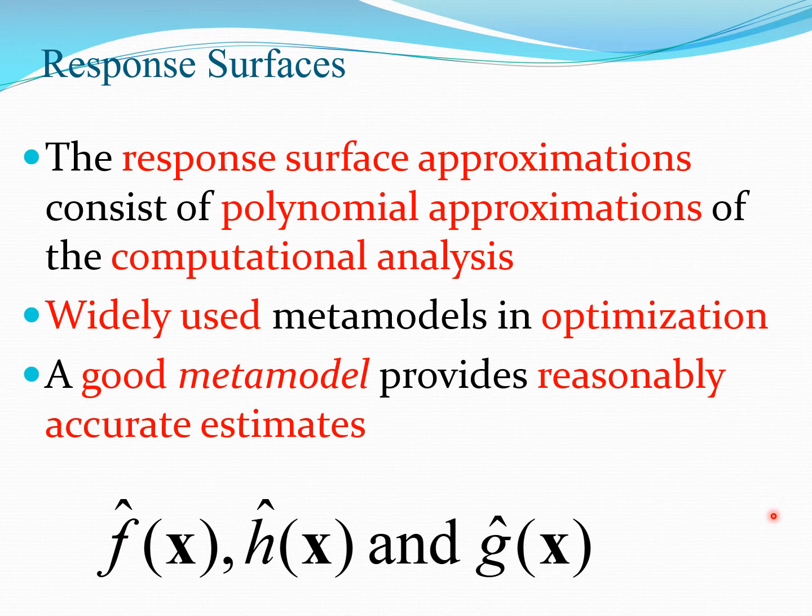So response surfaces are polynomial functions of the computational analysis which you have developed. So essentially you take your code and you replace your code with these functions f hat, h hat, and g hat being the predictions of your meta model. So I would say that response surfaces are some of the most widely used meta models as far as optimization is concerned. And a good meta model would provide you with very good quality of functions here, and therefore the optimization results you will get will be quite good.